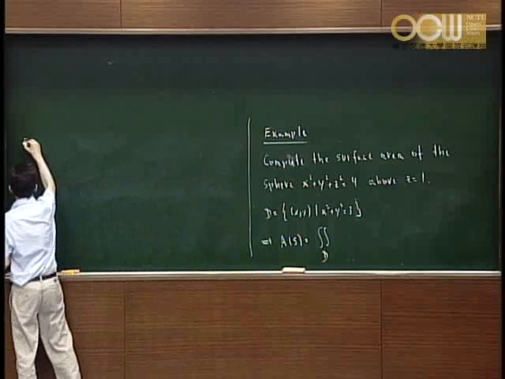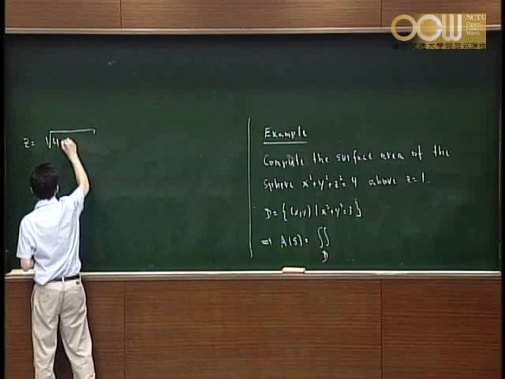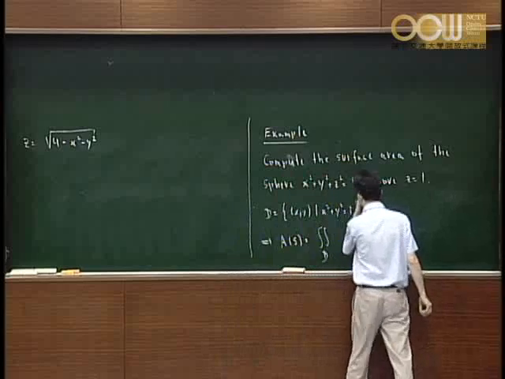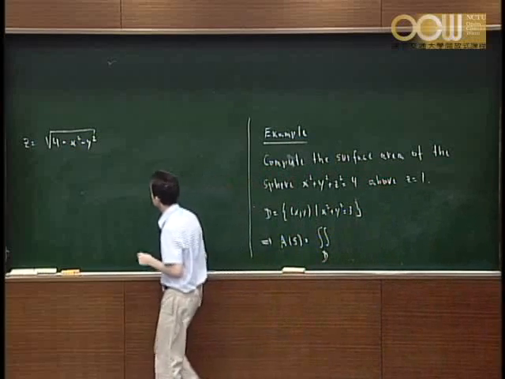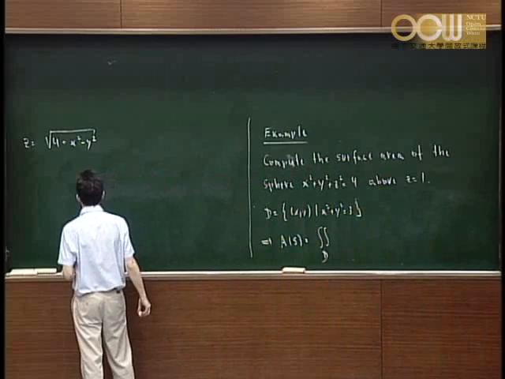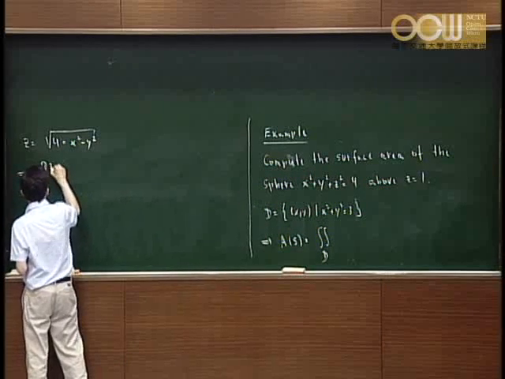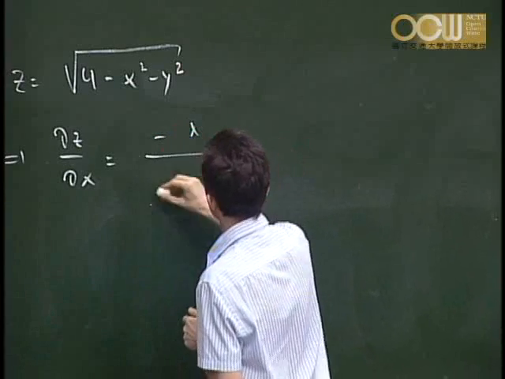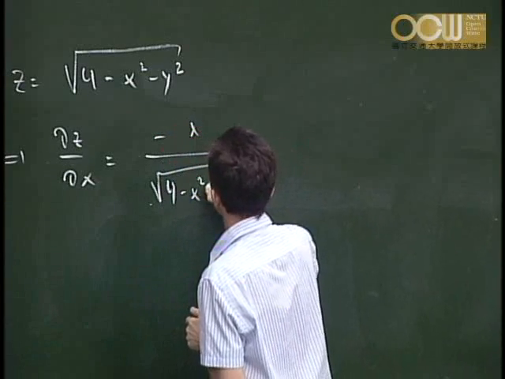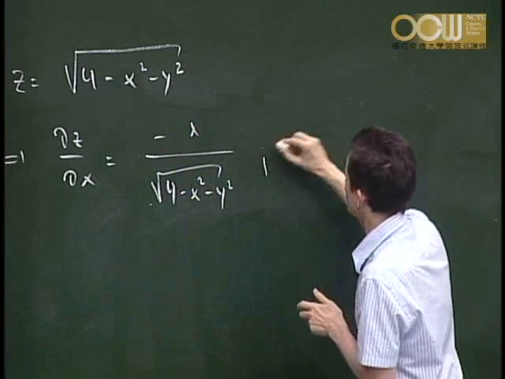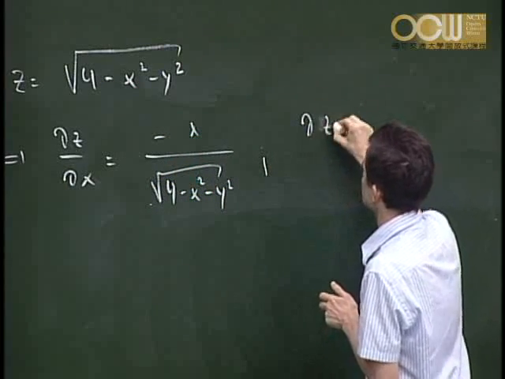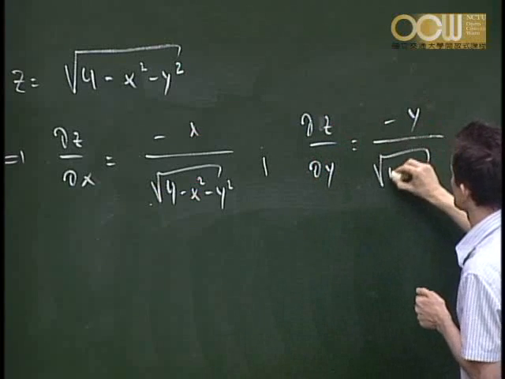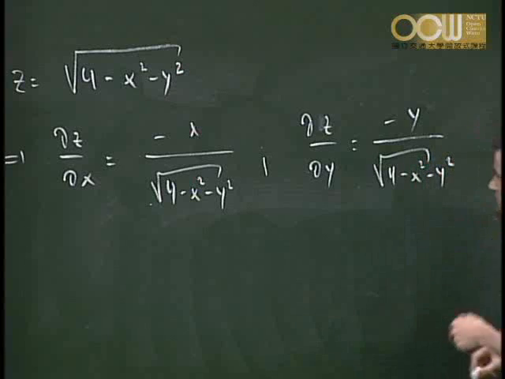Okay, so our function is the square root of 4 minus x squared minus y squared. This is the function for which we want to compute the surface area. So what we have to compute is the partial derivative with respect to x, which is minus x over the square root of 4 minus x squared minus y squared. And we need the partial derivative with respect to y, which, because of symmetry, is minus y over the square root of 4 minus x squared minus y squared.